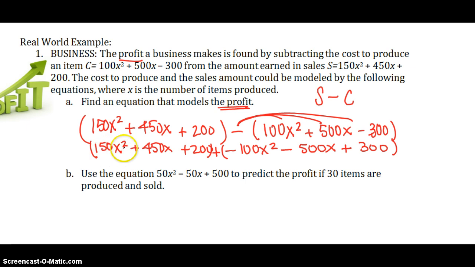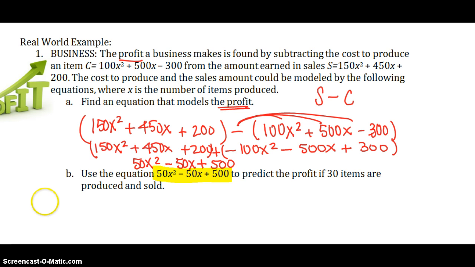So 150x squared minus 100x squared is 50x squared. 450x minus 500x is a negative 50x. And 200 plus 300 is positive 500. All right. Use this equation, and look right there. That tells us that we did it correctly because there it is, our equation.